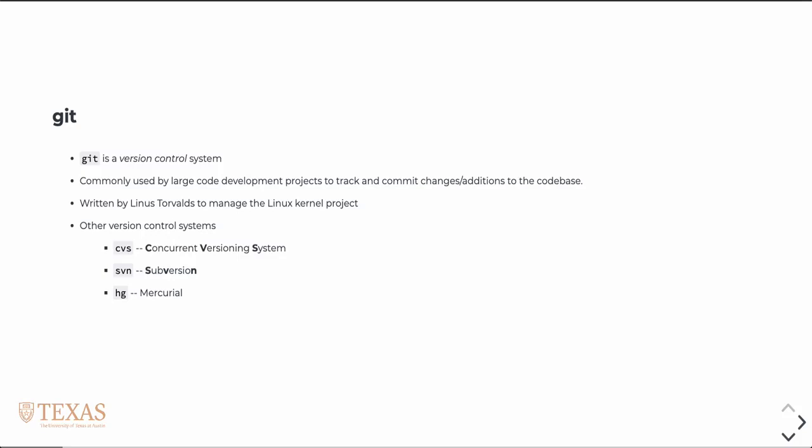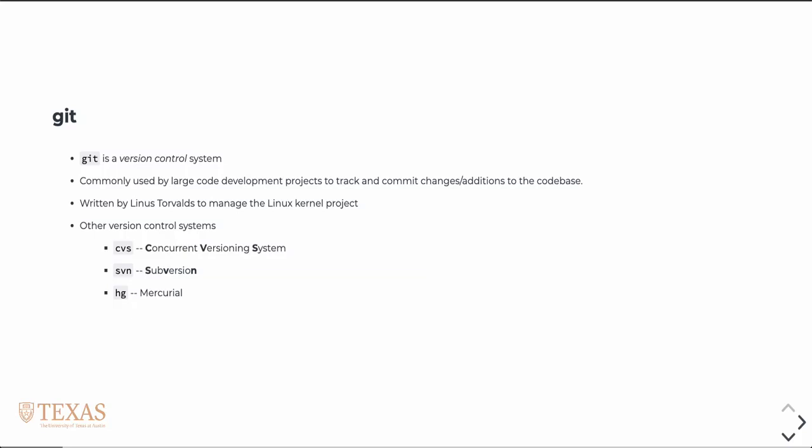Just coincidentally, and not that important, is the fact that it was written by Linus Torvald to manage the Linux kernel project. Of course, Linus Torvald is the namesake of Linux, and he wasn't happy with the old central version control systems like CVS and SVN, and decided to create Git to manage the Linux kernel project.